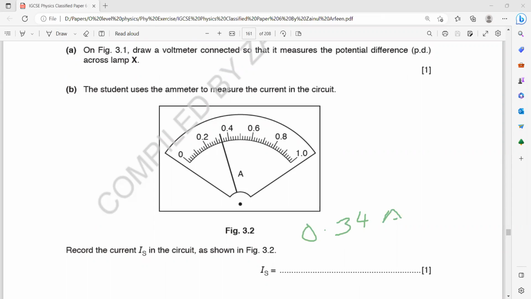So 0.34. Yeah, that's right. Because there are 10 divisions for 0.2, each division is 0.02. That's why this will be 0.34. And the unit of current is ampere.